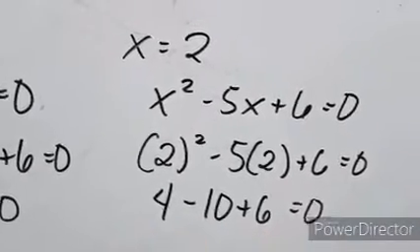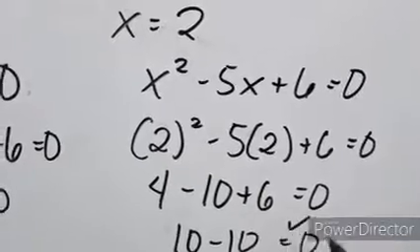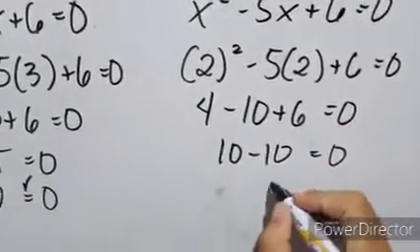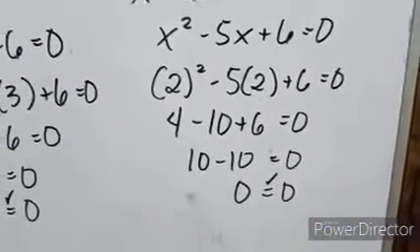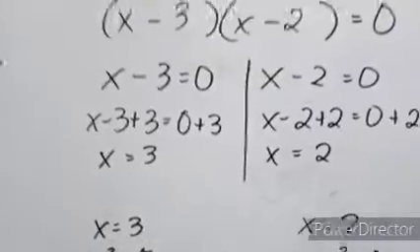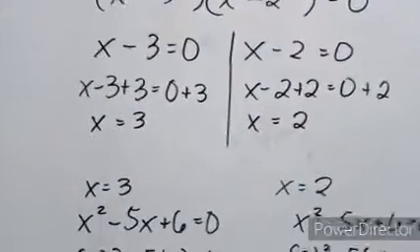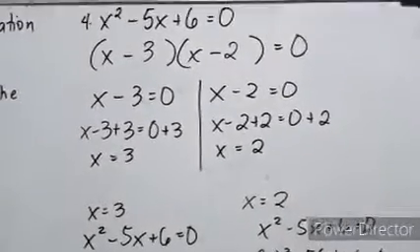Combine like terms ulit. So, 10 minus 10 is equal to 0. So, check. Balance ulit siya. Therefore, ang sagot natin sa ating equation ay 3 at 2. So, punta na tayo ngayon sa number 5.